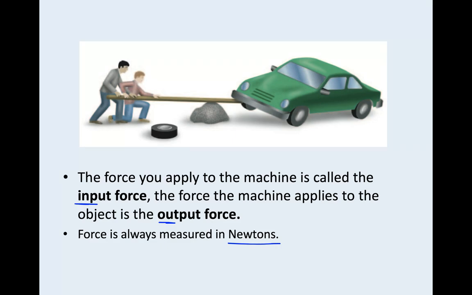So in this picture, our machine is the lever. Right? We got this wood plank and a rock as our fulcrum. The input force is these people here are pushing down on the wood plank. That force is being transferred through this lever machine, and the output force is pushing up on the car. Today we're going to be comparing this input force to output force ratio.